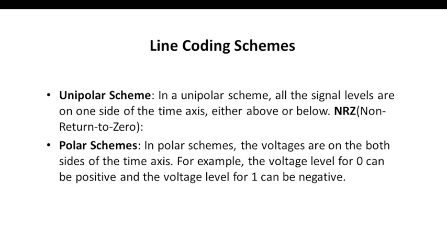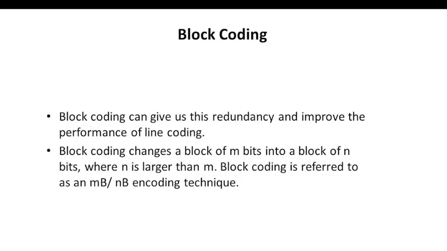Next one, polar schemes. In polar schemes, the voltages are on both sides of the time axis. For example, the voltage level for 0 can be positive and the voltage level for 1 can be negative. Next one, NRZ. In polar NRZ encoding, we can use two levels of voltage amplitude. We can have two versions of polar NRZ: NRZ-L and NRZ-I.